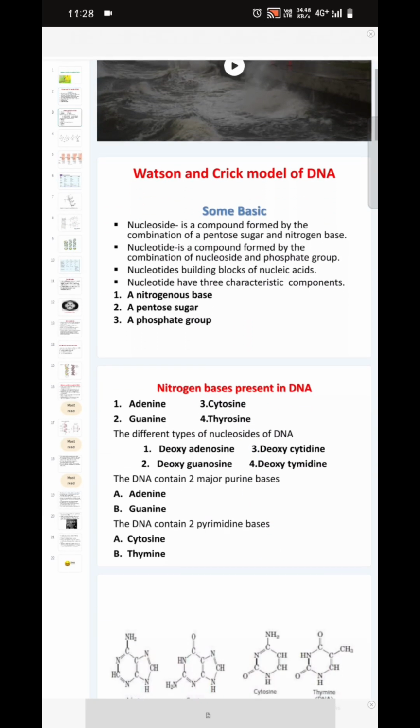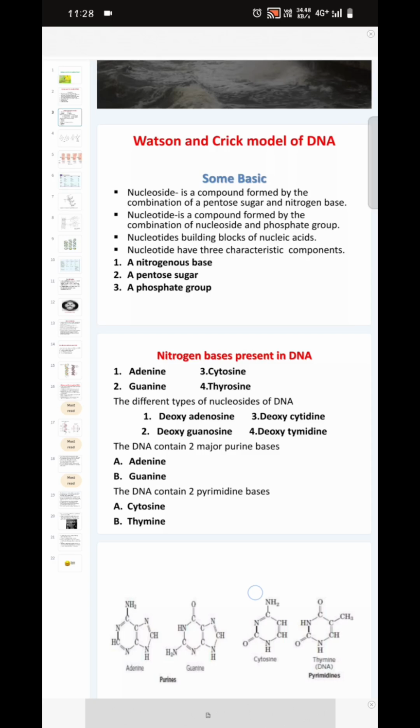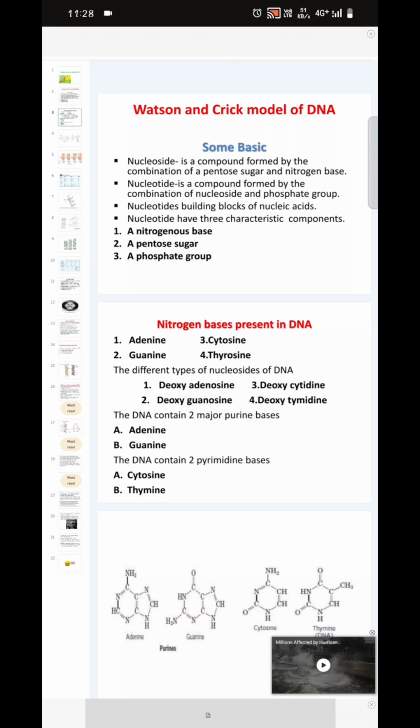In the PPT, the first page heading is Watson and Crick model of DNA, some basic importance. Nucleoside is a compound formed by the combination of a pentose sugar and a nitrogen base. Nucleotide is a compound formed by a combination of a nucleoside and a phosphate group. Nucleotides are the building blocks of nucleic acid. Nucleotides have three characteristic components. What are they? A nitrogenous base, a pentose sugar, and a phosphate group.